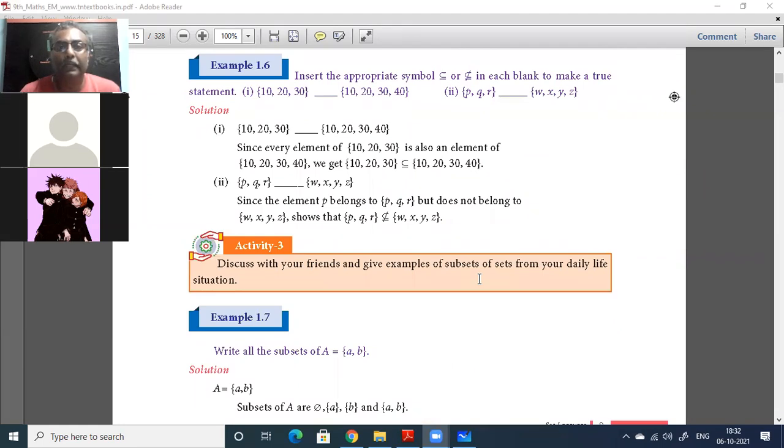Okay. Read and do. Don't follow. See the solution. You yourself do. Read. Example 1.6. Insert the appropriate symbol, subset or not a subset, in each blank to make a true statement.